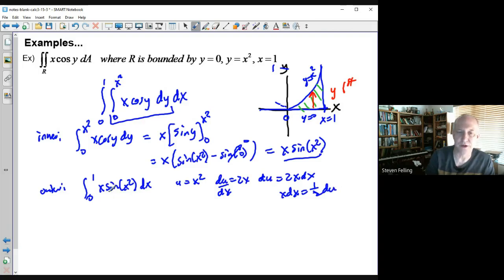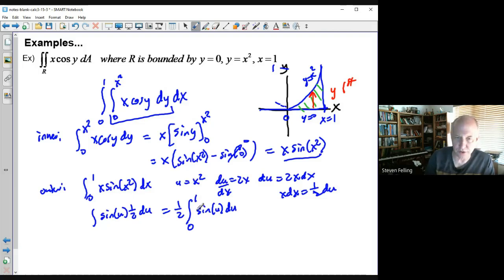Right? So now I can substitute everything here. I have sine of u now. The x dx part is 1/2 du. Let me write it again with the 1/2 brought outside. And I need my new limits. So if this is 0, 0 squared makes u also 0, and 1 squared is also 1. So they didn't change when I changed them to u's.